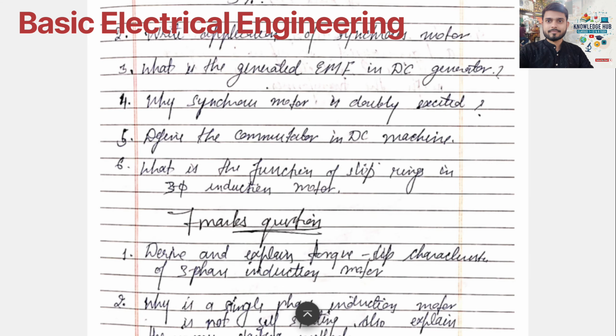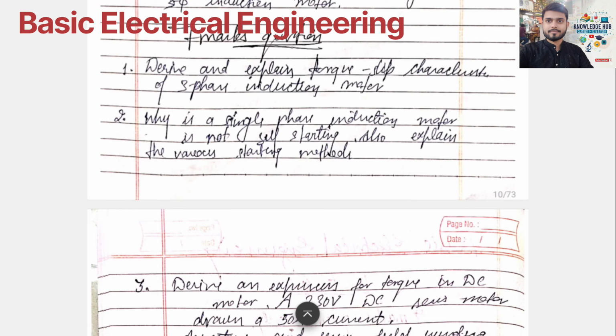Now, why is a synchronous motor doubly excited? Define the commutator in a DC machine. What is the function of slip ring in a three-phase induction motor? This is all about 2 marks questions. We will proceed to 7 marks questions.